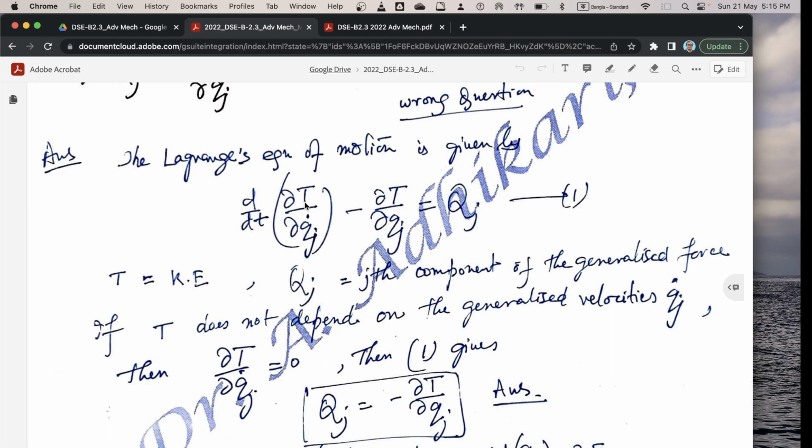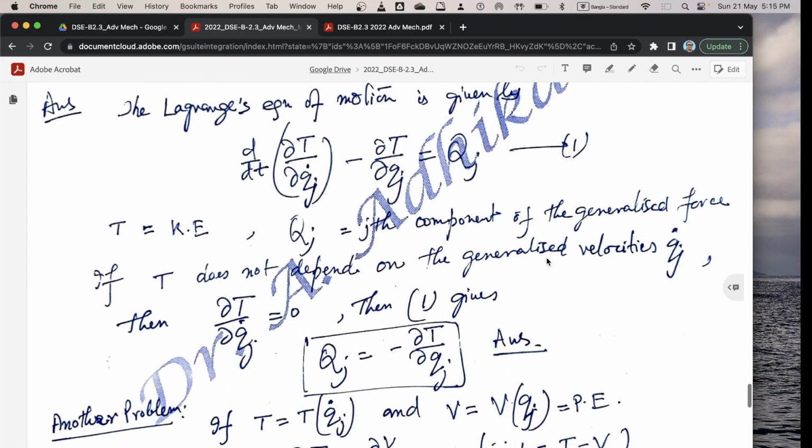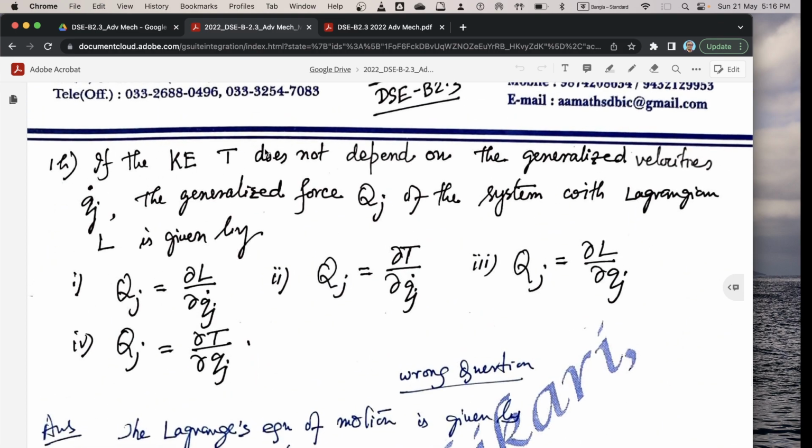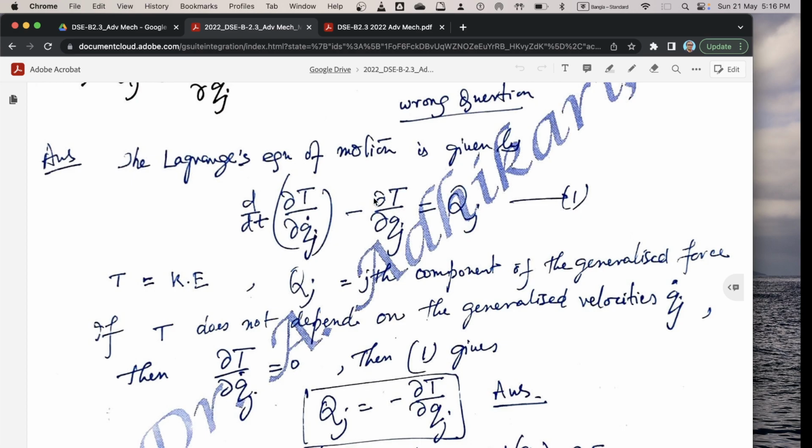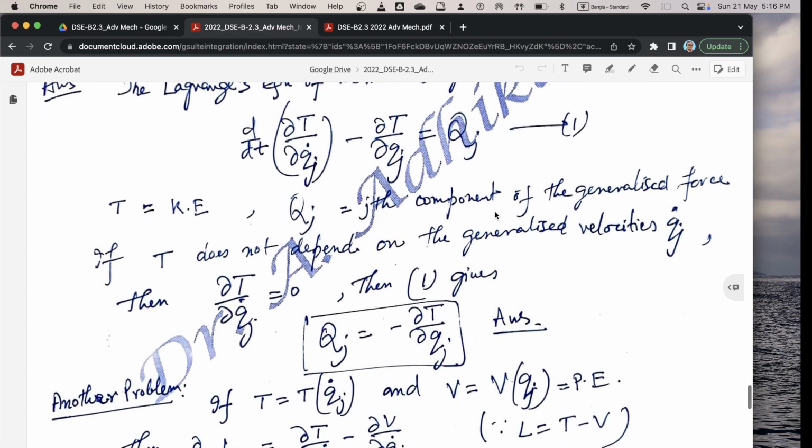Now the Lagrange's equation of motion: we know d/dt of del T by del Qj dot minus del T by del Qj equals Qj. T is the kinetic energy, and capital Qj is the jth component of the generalized force. If T does not depend on the generalized velocities Qj dot, as in the given question, then del T by del Qj dot equals 0. So we get minus del T by del Qj equals Qj. That is, Qj equals minus del T by del Qj.